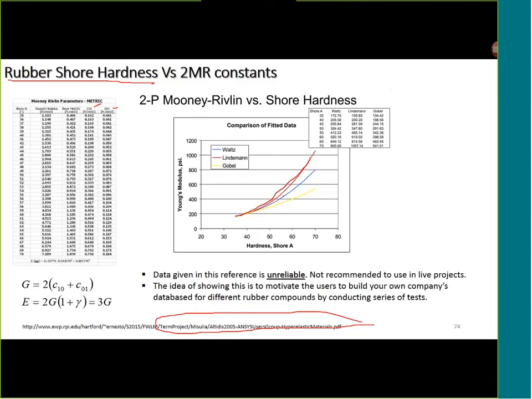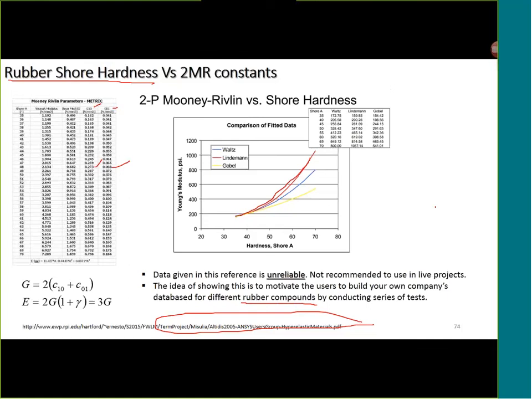And the idea of me showing you this is not to encourage you to go and use these constants for your rubber which has 40 Shore hardness, because the 40 Shore hardness of EPDM rubber will behave entirely different from 40 Shore hardness of NBR rubber. So the idea is you go and test your different rubber components having different Shore hardness and come up with a database like this for your own material, so that you can use this database for your future purpose.